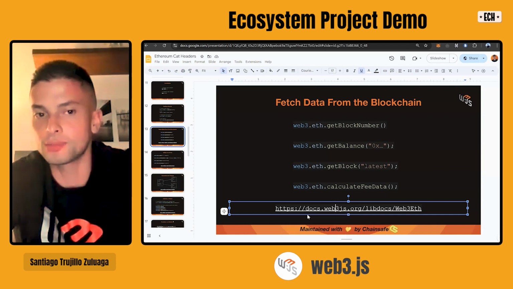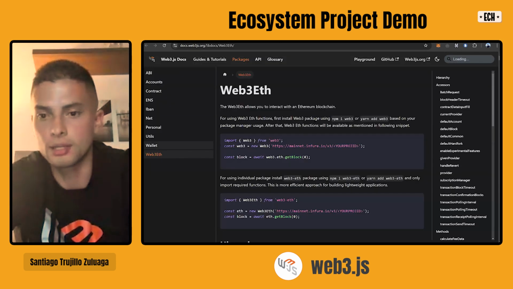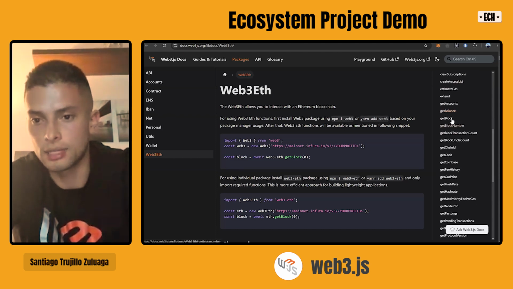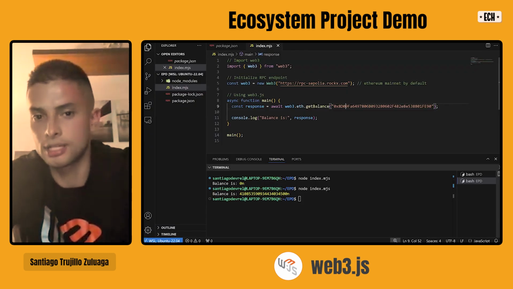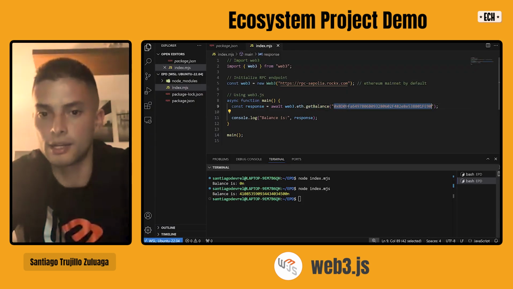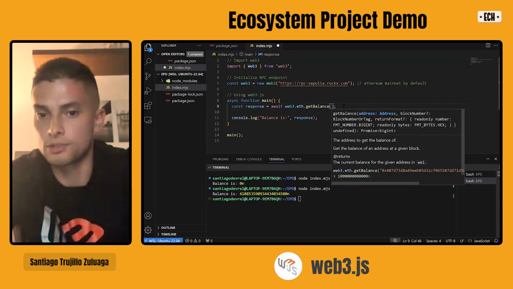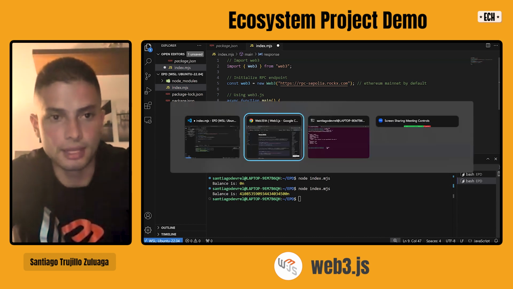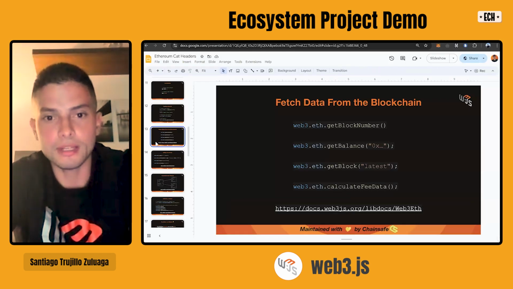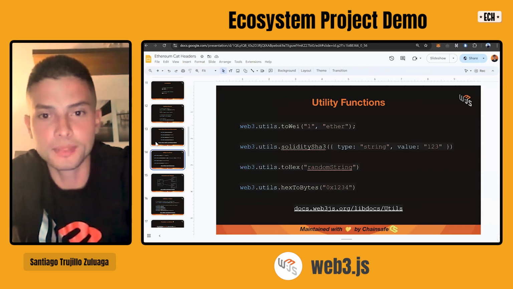I also put the link here to the documentation, so you're able to see a lot of the different methods that we have to fetch data. So here: get block, get balance, get accounts, get chain ID, get code, get Coinbase, etc. And it's just literally by changing the method that you are calling here and making sure that if it's receiving any parameters, you put them here as well. So yeah, that's the first slide of fetching data from the blockchain.